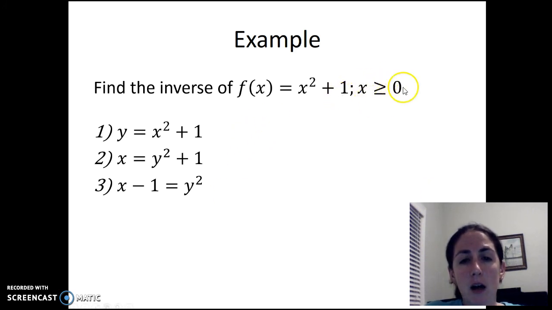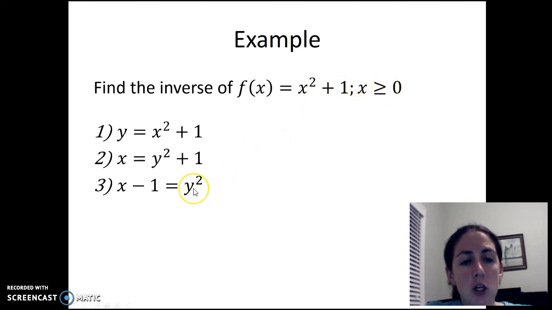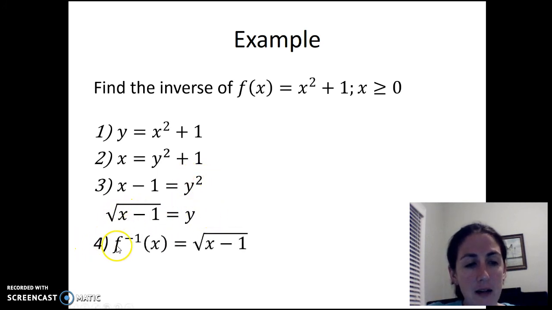But we've restricted our x's to being positive, which in turn restricts our y's when we're finding the inverse for the range. So we're just going to take the positive square root. So we don't get more than one answer, and it's not going to fail our vertical line test. Now that we have y by itself, that is in fact the inverse, so call it the inverse. The inverse is equal to the square root of x minus 1.